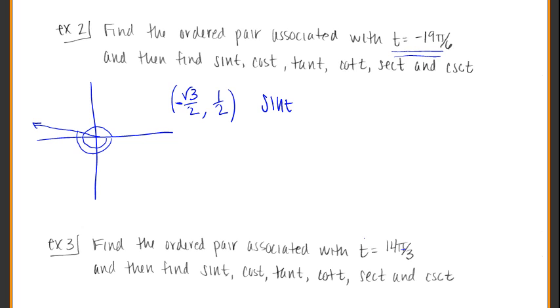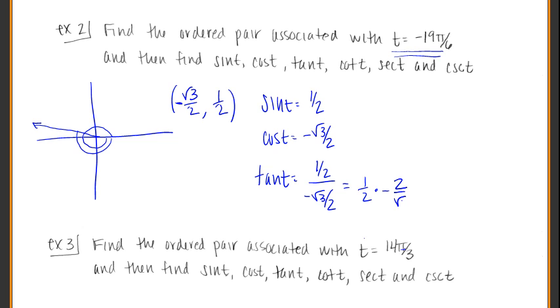The sine value there is the y value, which is 1/2. The cosine value is the x value. And the tangent value is always the ratio, the y value divided by the x value, which is, in this case, if you do 1/2 times the reciprocal of your bottom, take those away, it's going to be 1 over the square root of 3. And if you rationalize your denominator, it's going to be the square root of 3 over 3 and negative. Okay?